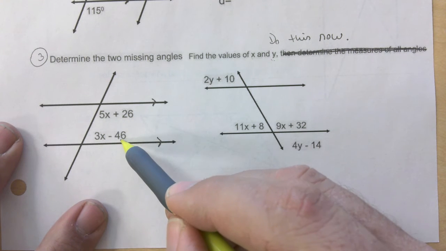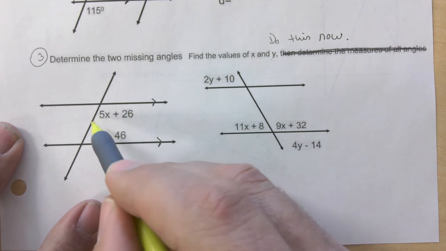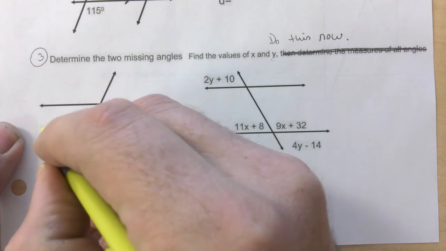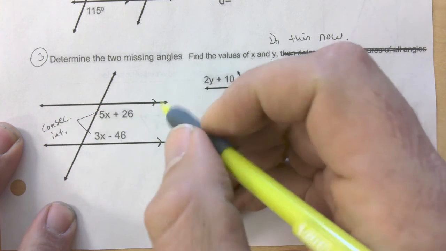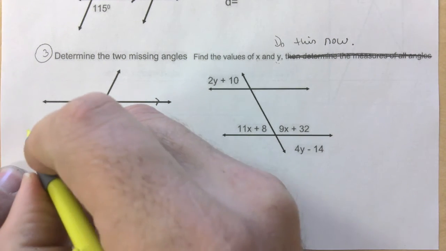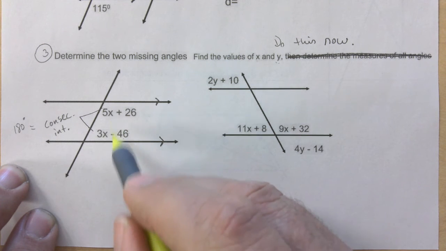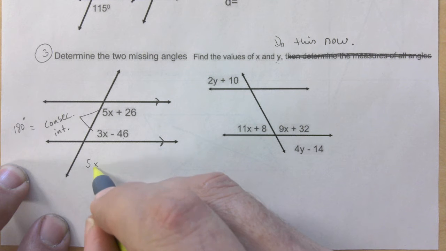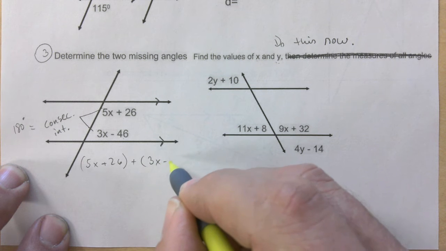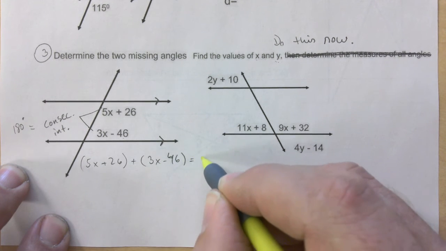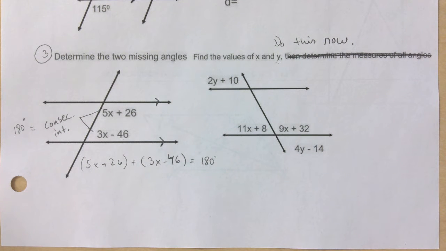Okay, so these 2 angles have a name. We know that these 2 are consecutive interior, and we know that they add up to 180 degrees. Just those 2. So 5x plus 26, plus the other angle, which is 3x minus 46, is equal to 180. So see how it's different? It's not going to be the same every time. So you have to just know what the properties are.